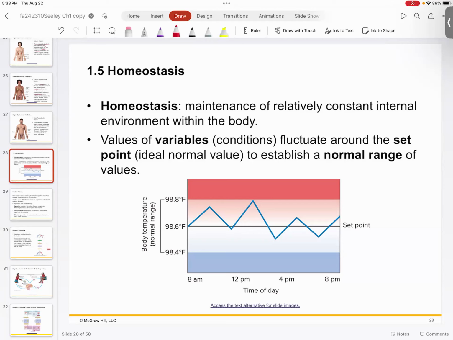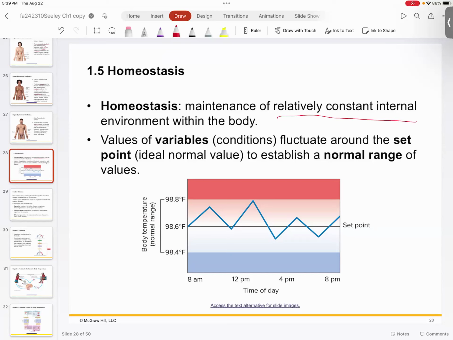Okay. Now, let's go ahead and move on to a really important topic in A&P, and that's homeostasis. Right? So we mentioned before that you have to maintain relatively constant internal conditions, and that's what homeostasis is essentially: the maintenance of these internal conditions.